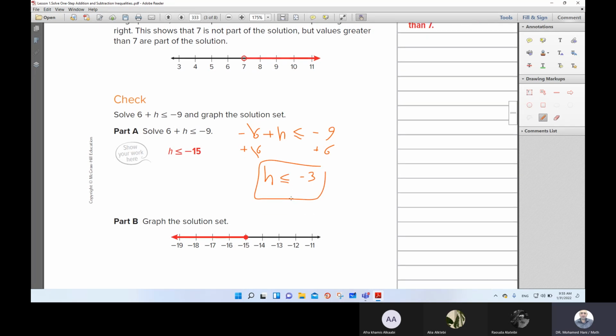The values of h less than or equal to -3 means start from -3, then go down to the negative side, to the negative infinity. When you want to graph this inequality, draw the number line, then I think I have something wrong here. Just wait. I wrote here minus. The inverse will be -6. +6 and -6, 0. -9 plus -6 will be -15.